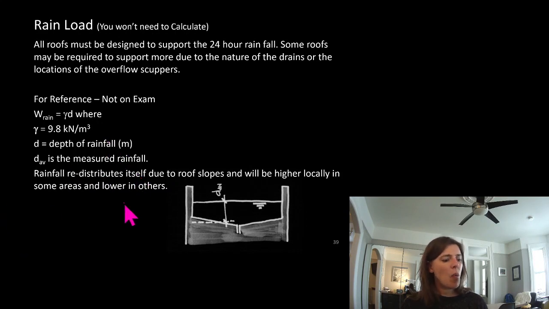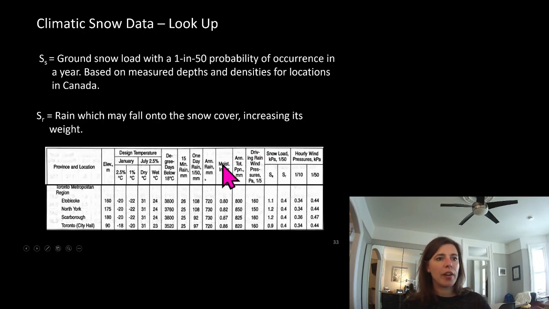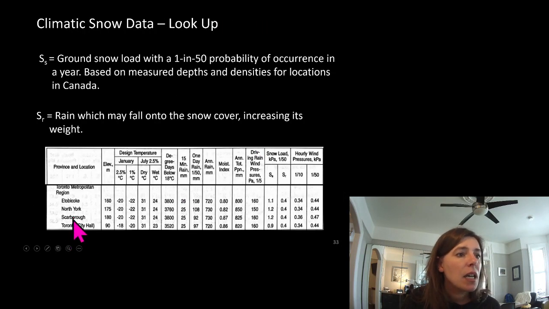I want to go back here for a second, and let's just look at that snow chart here. Take a look at this. Etobicoke and Toronto City Hall, 1 day rain, 1 in 50 year storm. So this is the 24-hour rainfall. Etobicoke, 108 millimeters. Toronto City Hall, 97 millimeters.